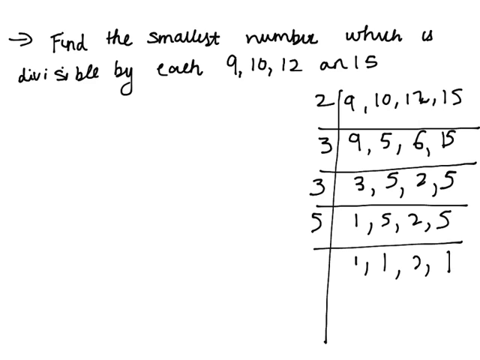So the LCM of 9, 10, 12 and 15 will come as 2, 3, 3, 5 and 2. Here we are left with the prime number 2. So the product will give us 180. So it means 180 is the LCM of 9, 10, 12 and 15. Now we have to find out whether 180 is a perfect square or not.